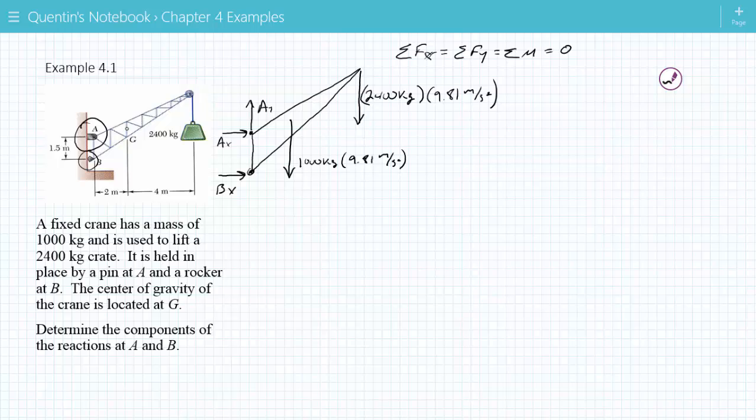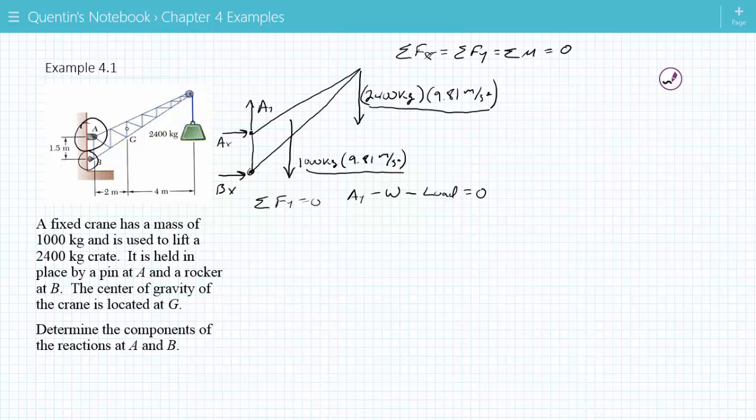We can do them in any order, but there's an element of just picking the order that makes the most sense. And right now, I can look at this and say there's only one unknown in the Y direction. So let's take the sum of my forces in Y equals 0. If I'm going to do that, what am I going to have? I'm going to have AY minus this weight right there, minus the weight of the load, is equal to 0.